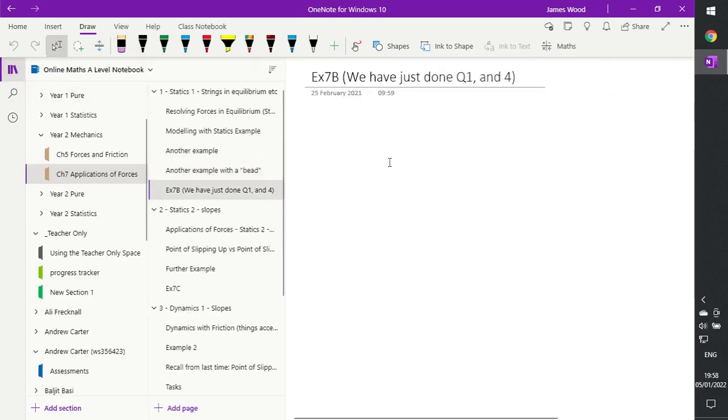Okay. So you should now be able to have a go at exercise 7B. We've actually done question 1 already. That was one of the examples, and we've also done question 4, but you could have a go at any of the other ones in there. Some of the questions also involve things on slopes, but hopefully you are happy with how to resolve things on slopes from the work we did in chapter 5.